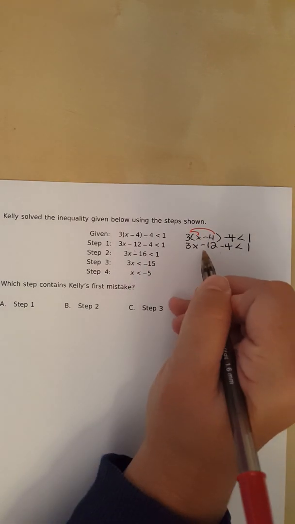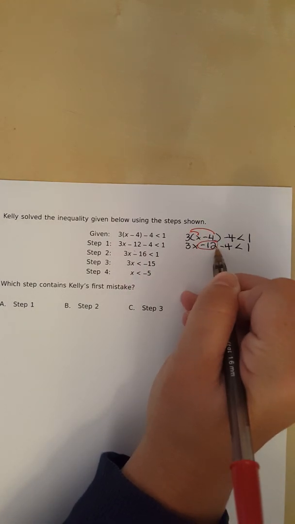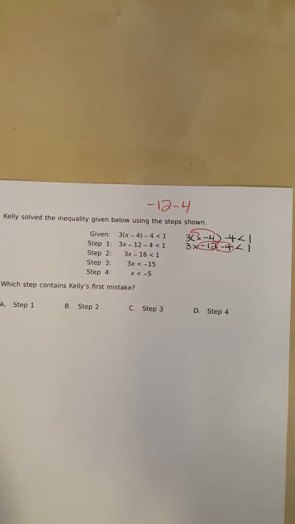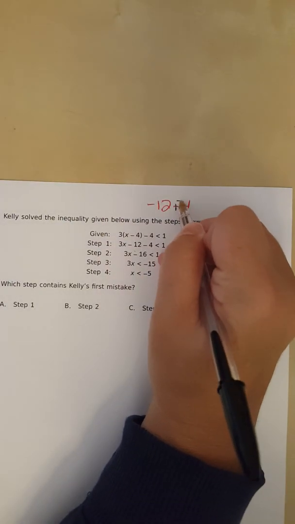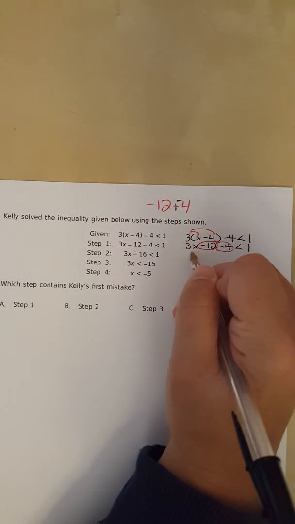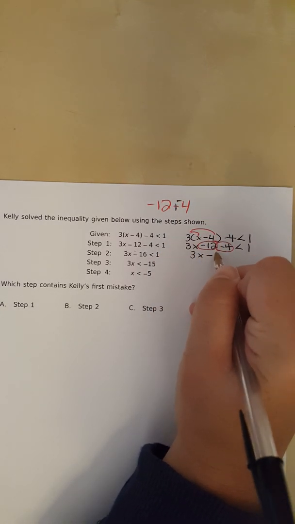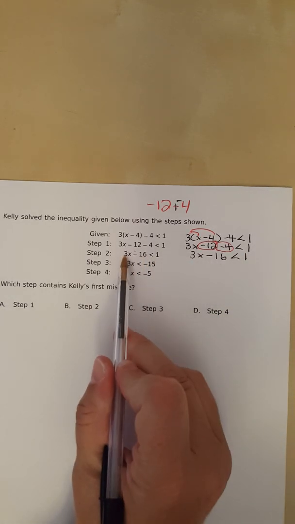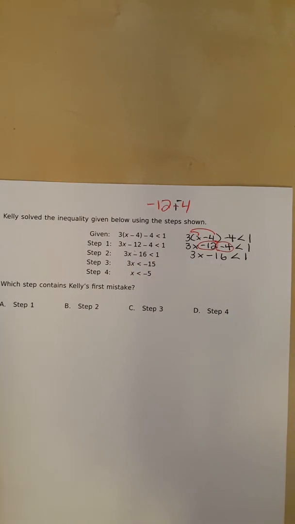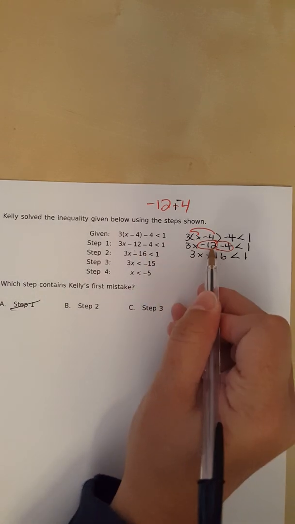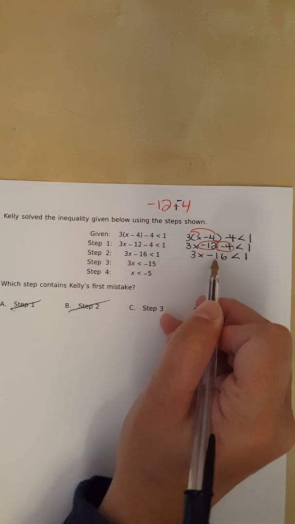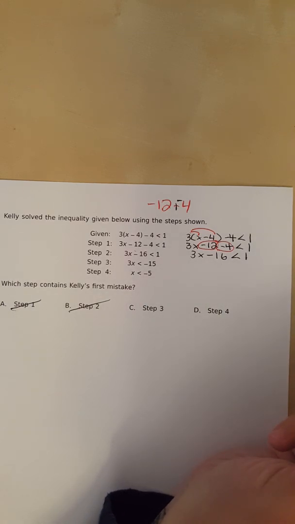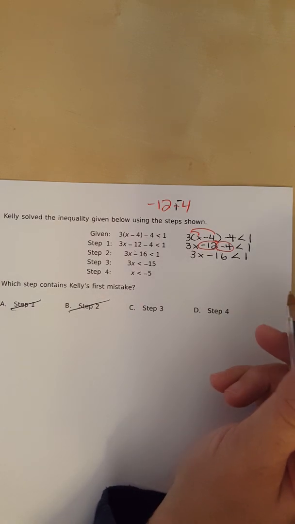So my next step, I'm going to combine like terms. I have negative 12 minus 4. So I'm going to write that here. Remember, minus is the same as plus and negatives. This is negative 12 plus negative 4. So I have 3x minus 16 is less than 1. And look, they're still the same. So we know that step 1 is not where she made her mistake. That was fine. Step 2 is not where she made her mistake. That's fine. So I'm going to eliminate those answers as I go to make sure we're getting it right.